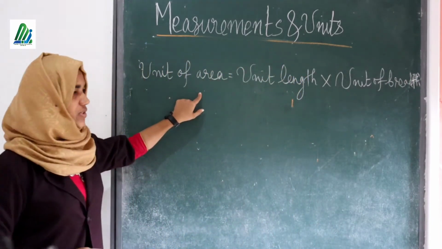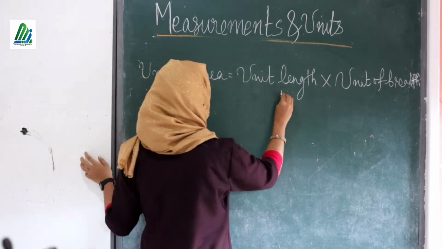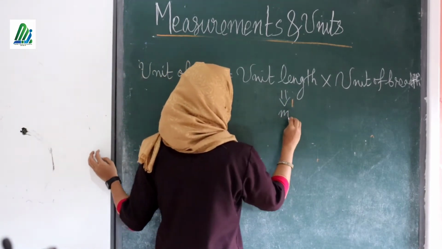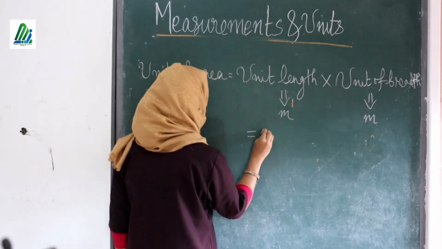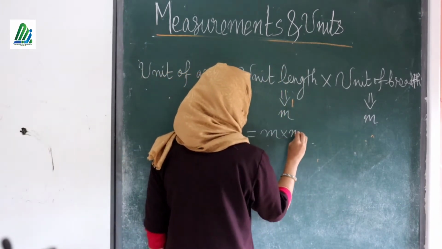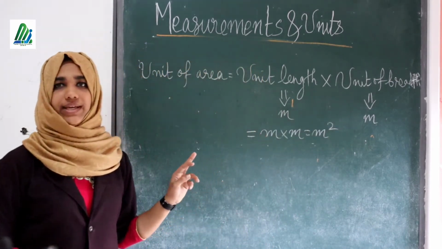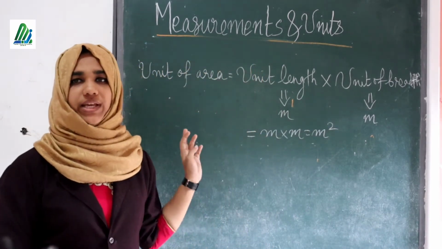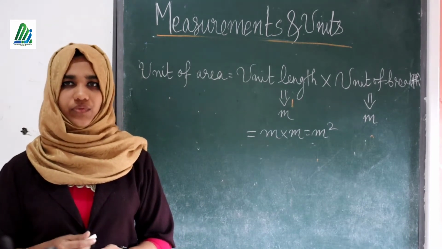Unit of area is equal to unit of length into breadth. Here the unit of length is meter and the unit of breadth is also meter. So we can write meter square. By calculating this we will get meter square. So the SI unit of area is meter square. I think all of you got it.